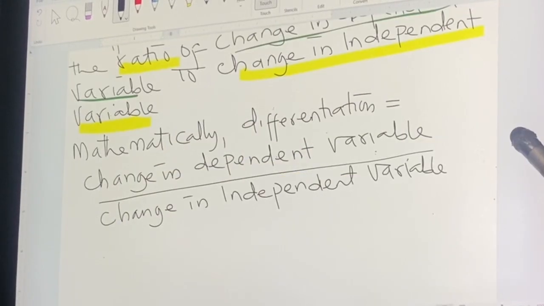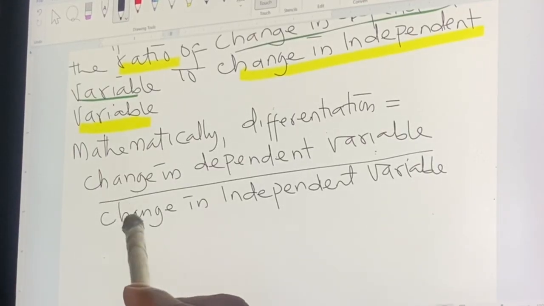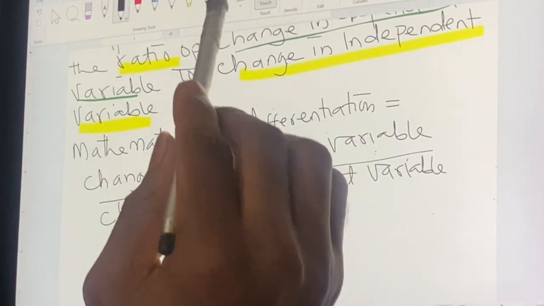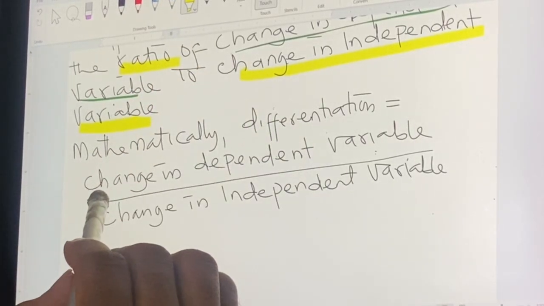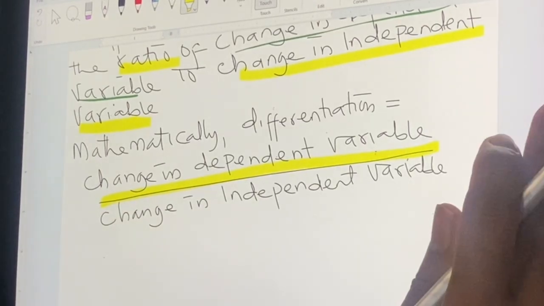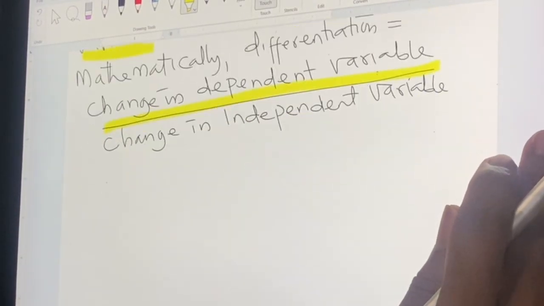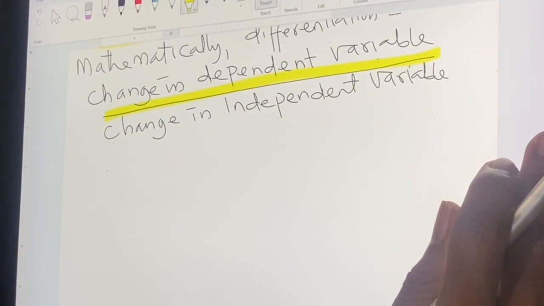Mathematically, differentiation is change in dependent variable over change in independent variable. Please don't be confused here. The division here is that word ratio. Please take note. Now, the next thing we have to do is to know what a dependent variable is and what an independent variable is.